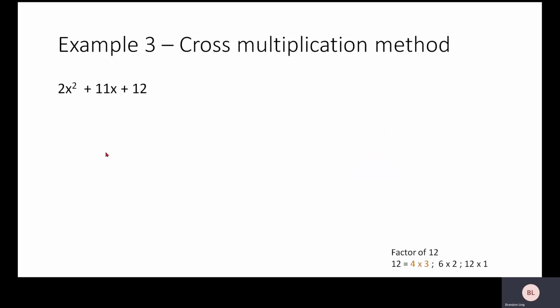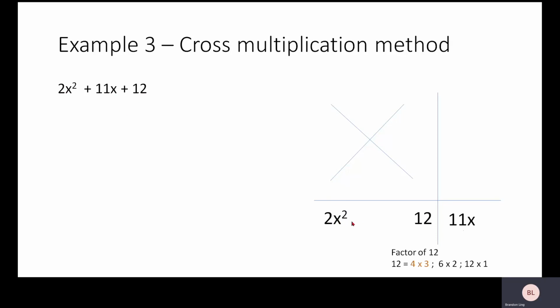Okay, example 3, cross multiplication method. Now we have three terms, 2x squared plus 11x plus 12. So the first position will always be the 2x squared, followed by 12, the third term, and finally 11x, the second term.